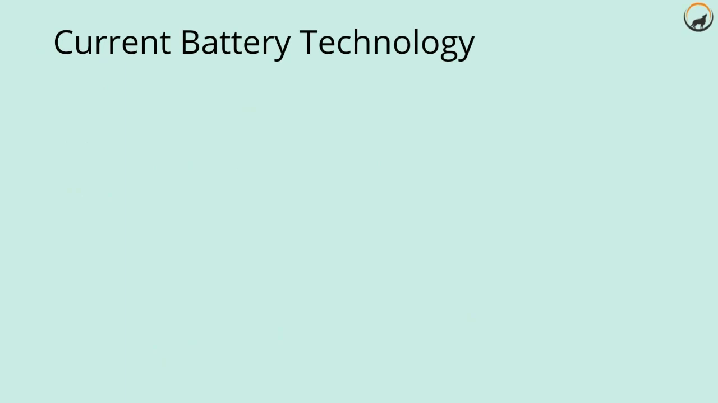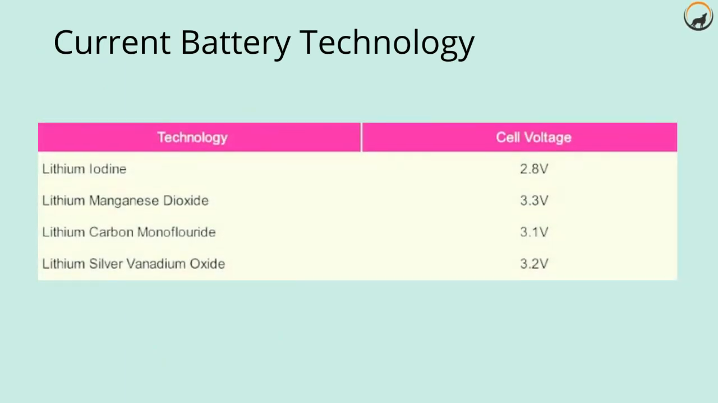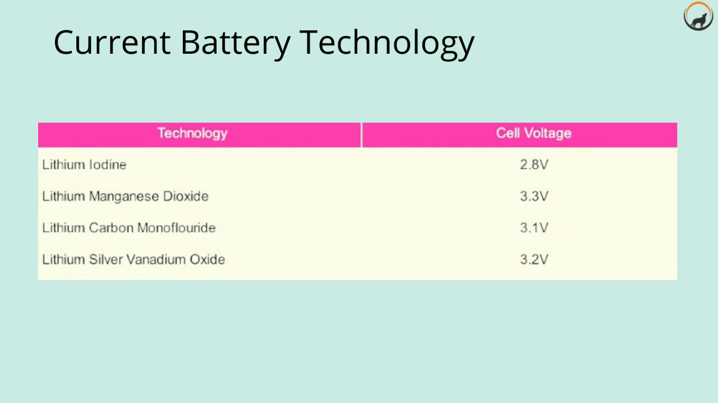This table shows the difference in the cell voltage of current battery technology. Cell voltage determines the battery's ability to generate pulse energy and charge the defibrillator. The battery with lithium iodine has 2.8 volts of cell voltage. A battery with lithium manganese dioxide has 3.3 volts. The battery with lithium carbon monofluoride has 3.1 volts. A battery with lithium silver vanadium oxide, commonly found in ICDs, has 3.2 volts.